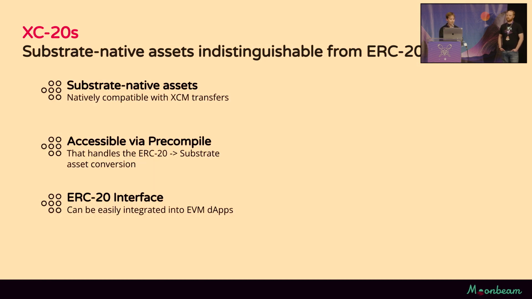And finally, for my part, I want to introduce XC-20s. And XC-20s are a really cool new asset type introduced by Moonbeam. And these are Substrate-native assets that are natively compatible with XCM, but they're also indistinguishable from ERC-20s. They look, they feel, they behave just like ERC-20s.